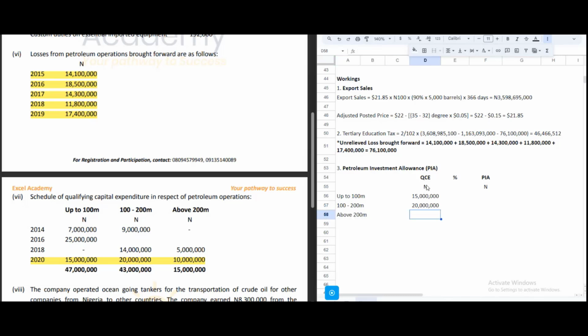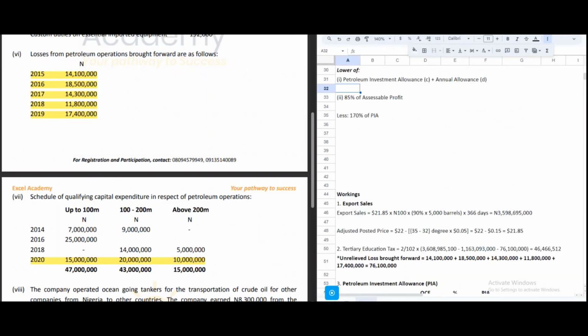Above 200 meter, this is 10 million. This is 10%, 100 to 200 is 15%, and above 200 is 20%. So you will now do this times this to have all that. That will now sum up. So we have 6.5 million. So we bring it in.